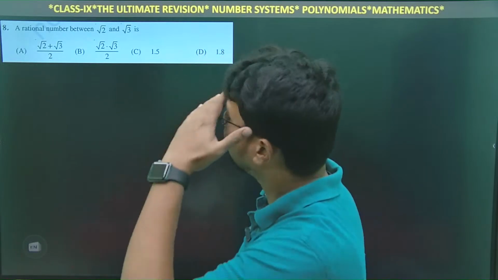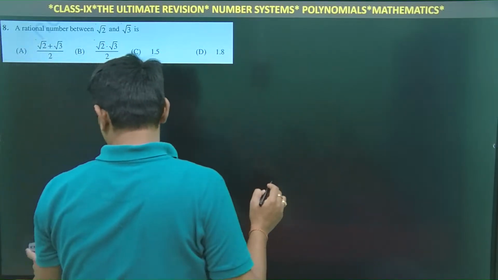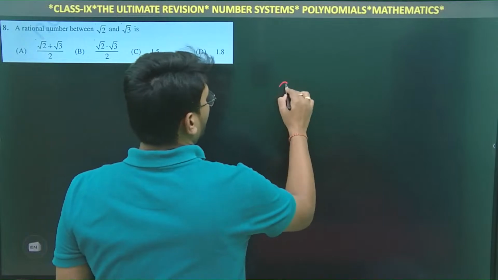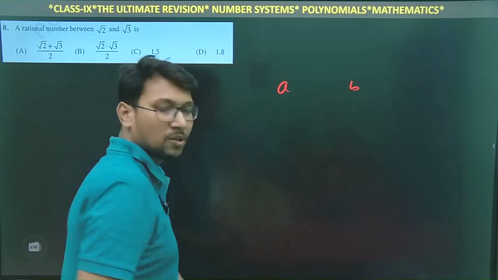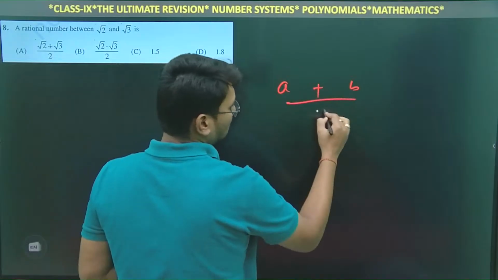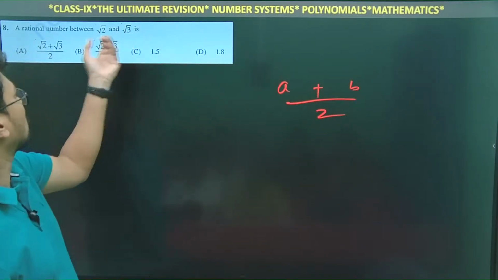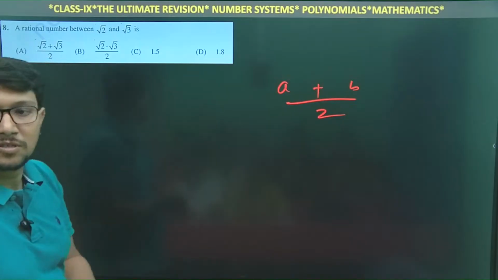Because you know, for finding a rational number between two numbers, which formula have you studied? If A and B are two numbers, how can you find a rational number between them? That is (A plus B) by 2. A plus B by 2, right or not? You can find it, but here root 2 and root 3 are given, so why can't you use this?